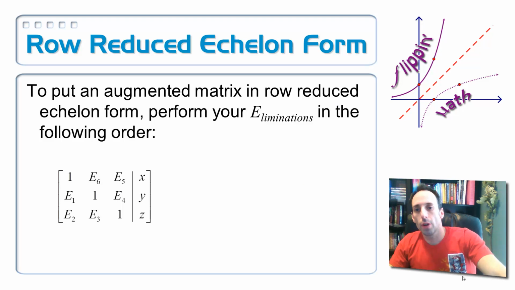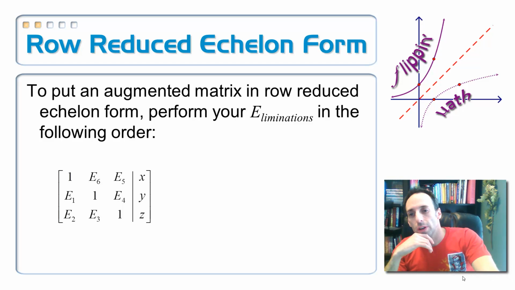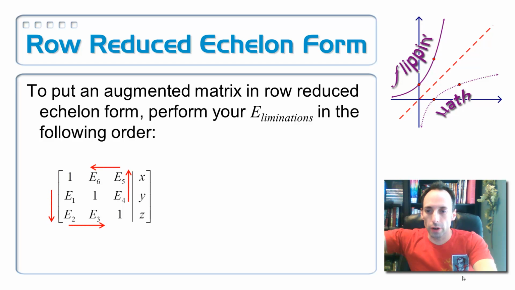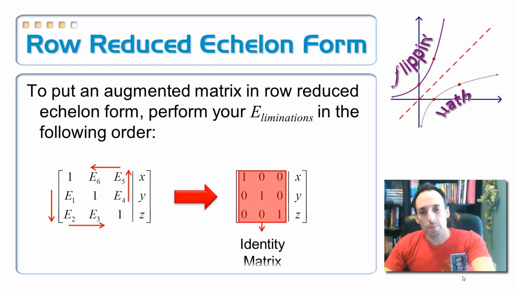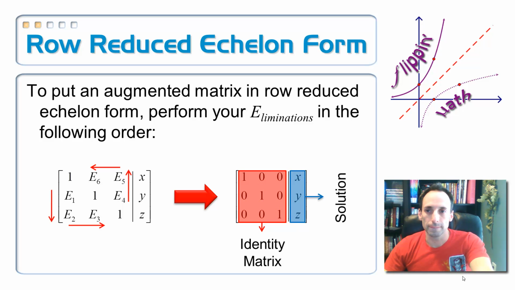Okay, so what we saw in the previous video is that this is the order of all the eliminations that you'd want to do if you're doing this by hand, in order to take an augmented matrix and put it into row reduced echelon form. You can see the circular pattern there: elimination 1, 2, 3, 4, 5, and 6. When you're done, on the left hand side you have the identity matrix, on the right hand side you have the solution, and your work is done.